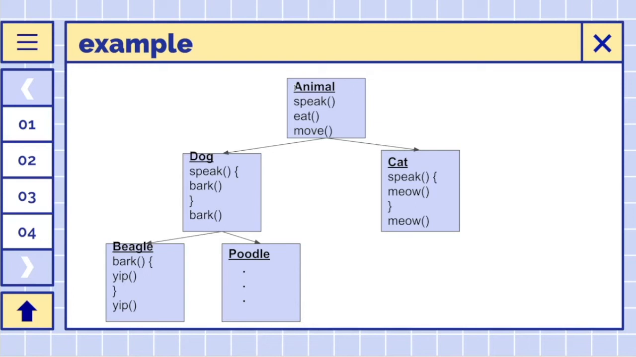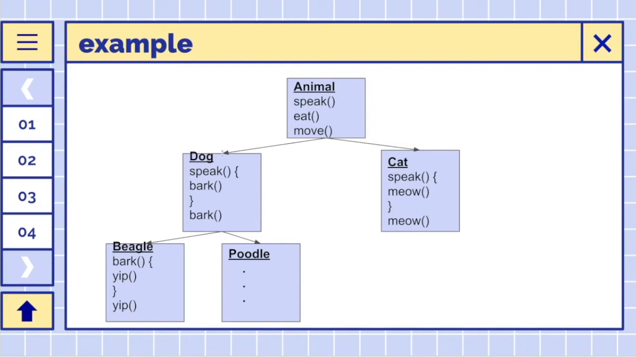So for example, Dog could have a bark method and then another bark method in the Dog class separately. And the same thing for Cat. So Cat would have speak, eat, and move, and it would be able to adjust those methods, for example, add a meow. And then we can have more inheritance.